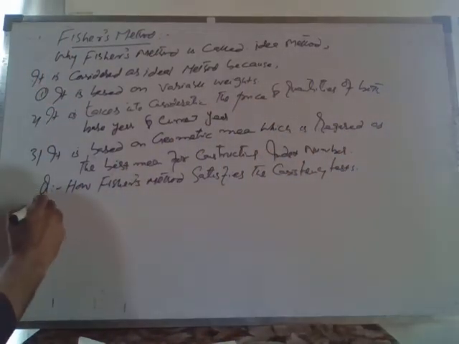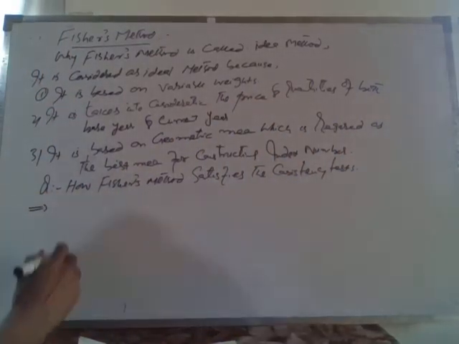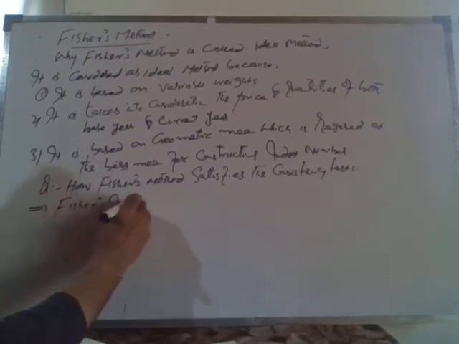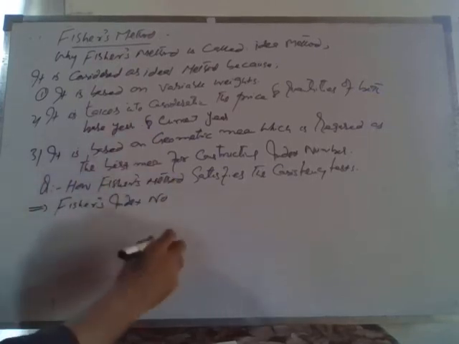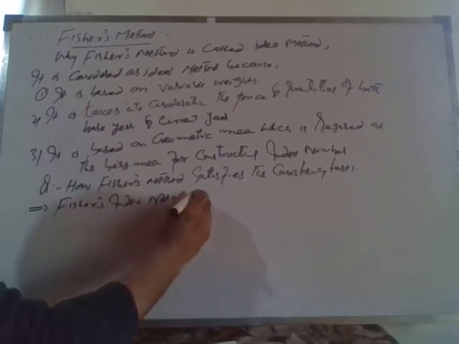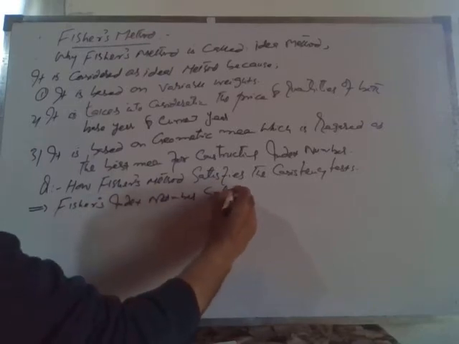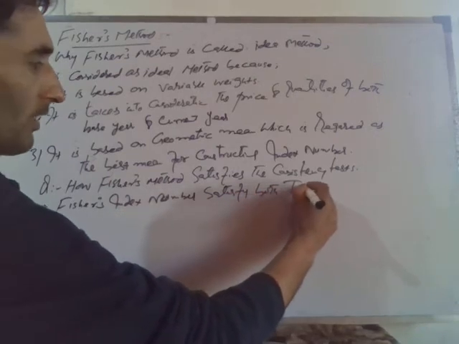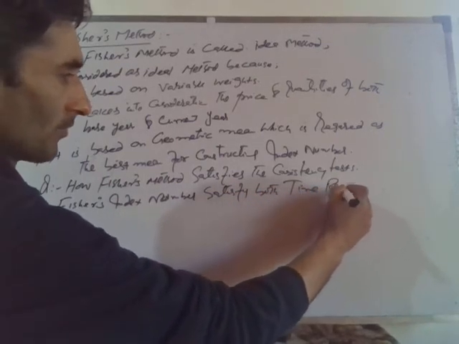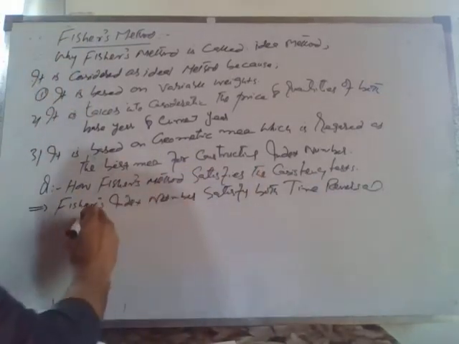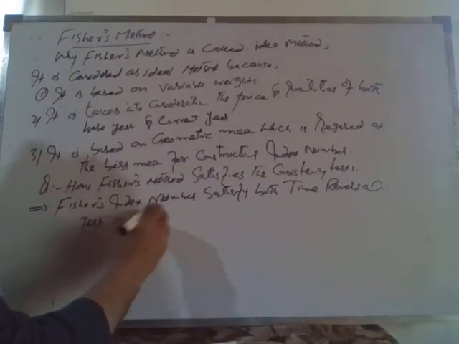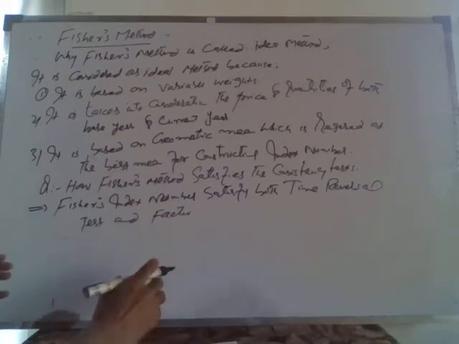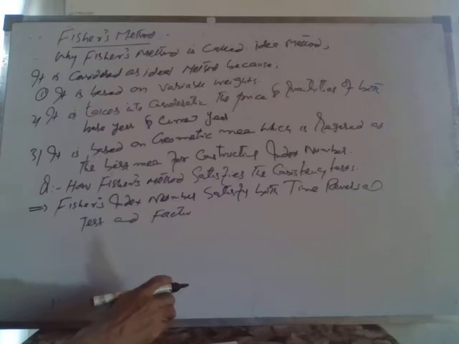We have two types of tests. We can say that Fisher's index number satisfies both the time reversal test and the factor reversal test. That is why this is the fourth logic why Fisher's method is called the ideal method.